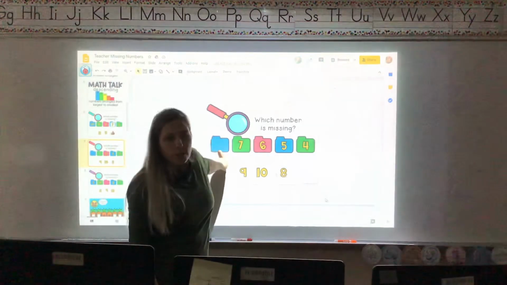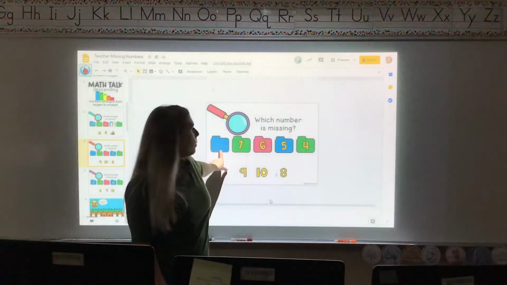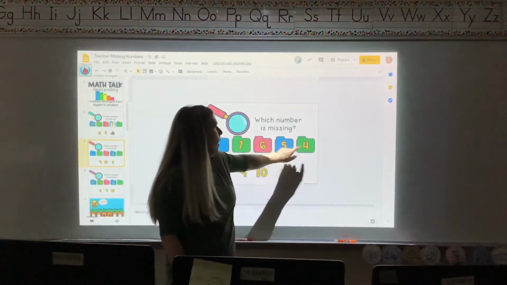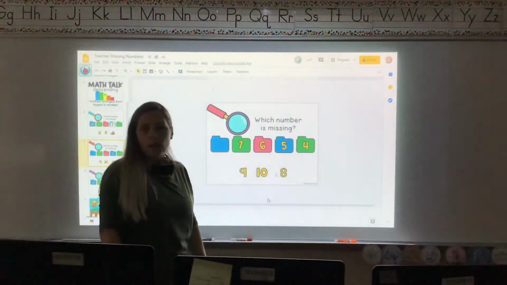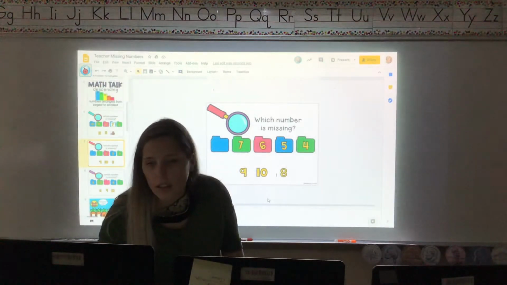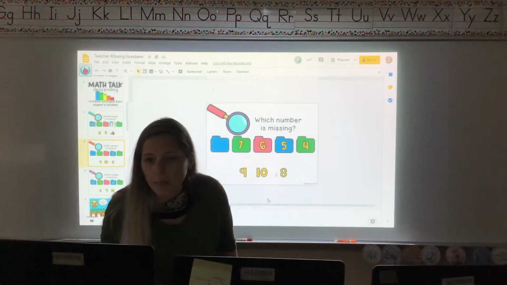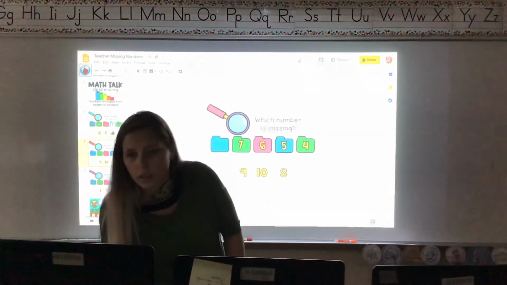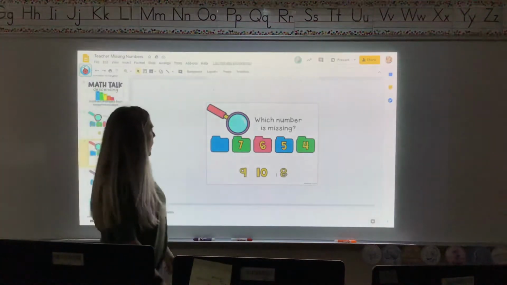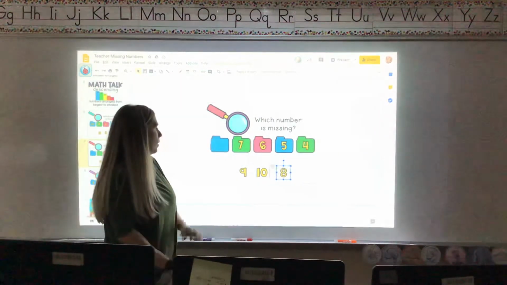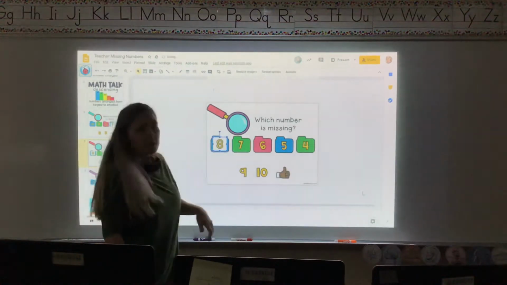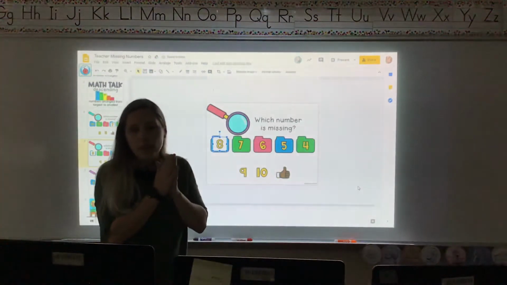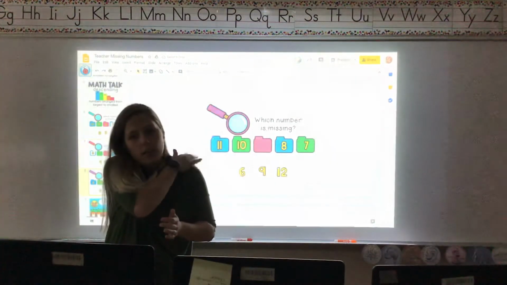All right, next one. We're missing our first number. So how can we figure out which number is missing? 7, 6, 5, 4. Let's see. Abigail from Miss Turnage's room. 8. Abigail says 8. Let's see if she's right. She is right. Good job, Abigail. Give yourself a pat on the back.